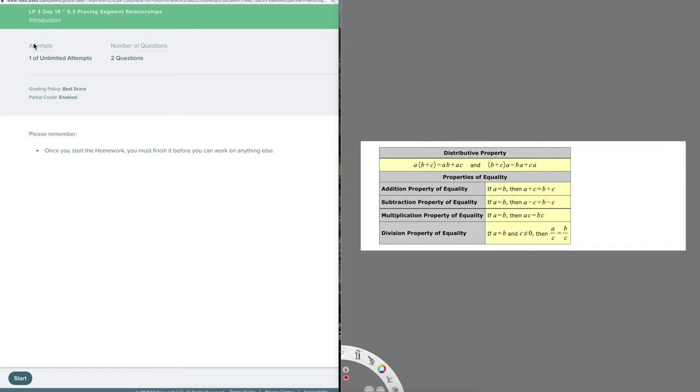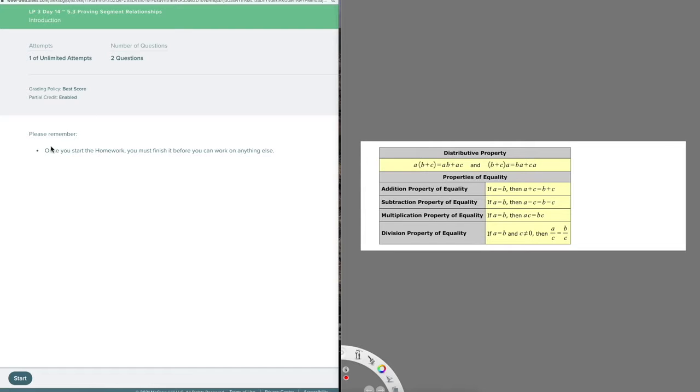This particular assignment has 2 questions on it, so it just depends on the section for how many questions there will be. Grading policy's best score, so whichever attempt is the best one is the one you keep. And partial credits enabled. So if you answer 1 of 2 questions, you get credit for the 1 question.